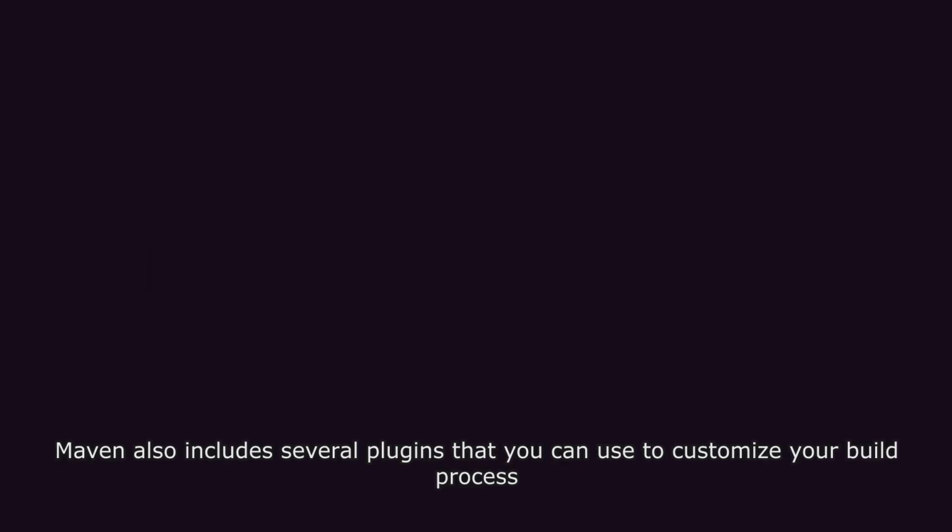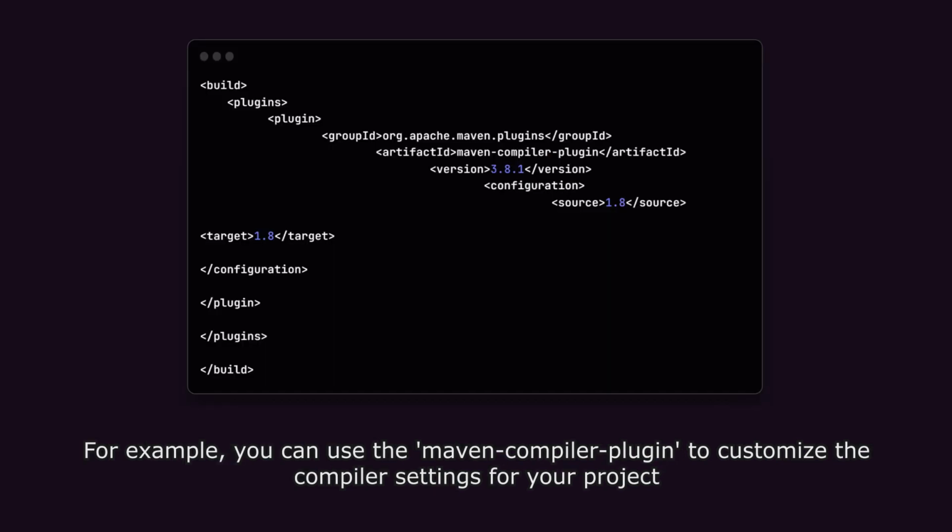Maven also includes several plugins that you can use to customize your build process. For example, you can use the Maven compiler plugin to customize the compiler settings for your project.